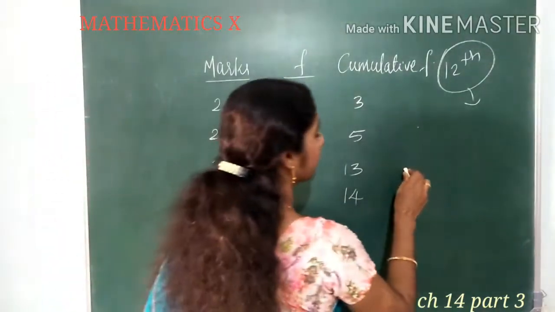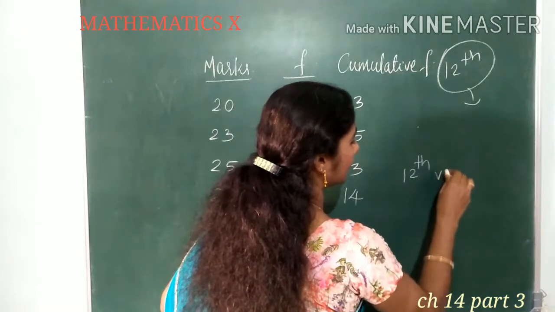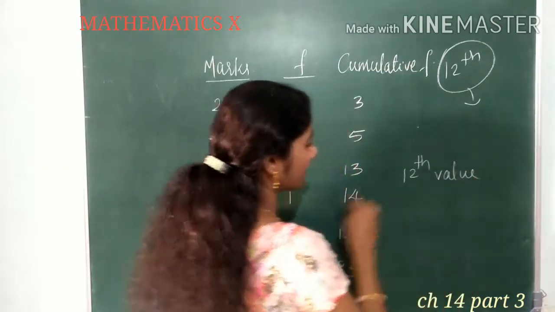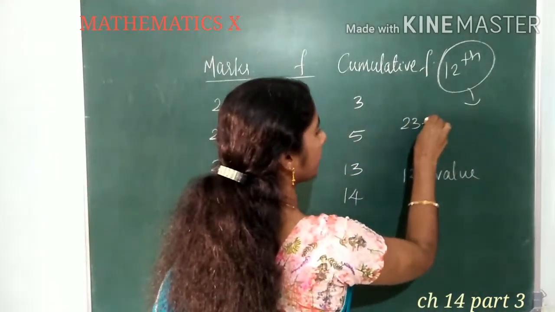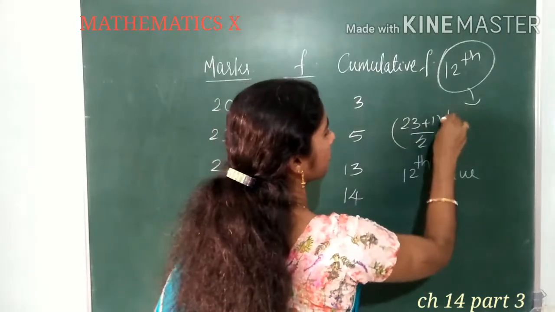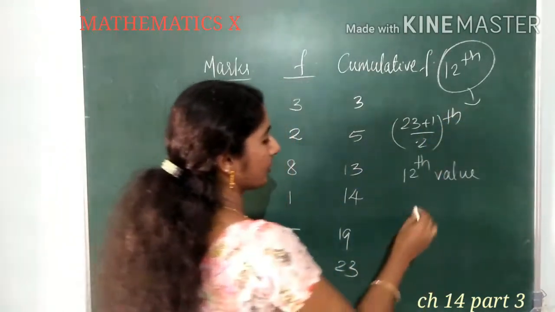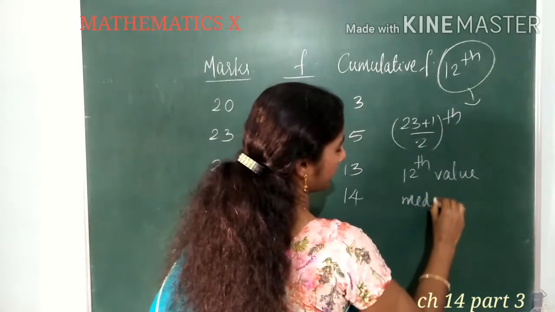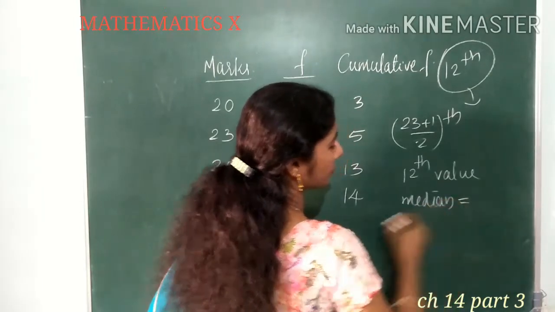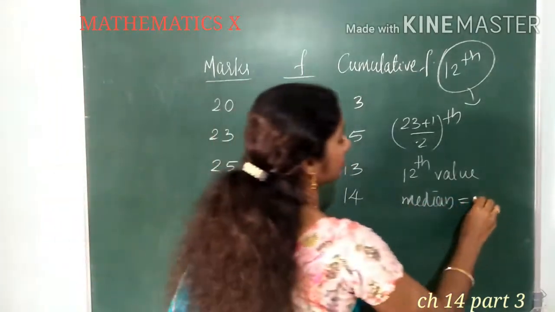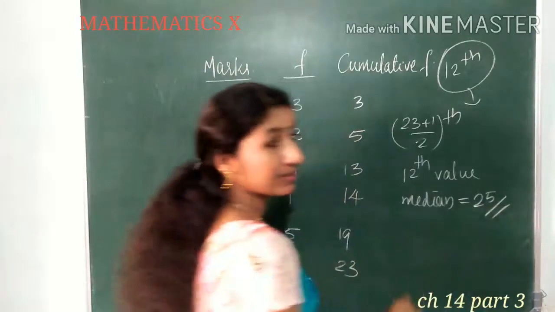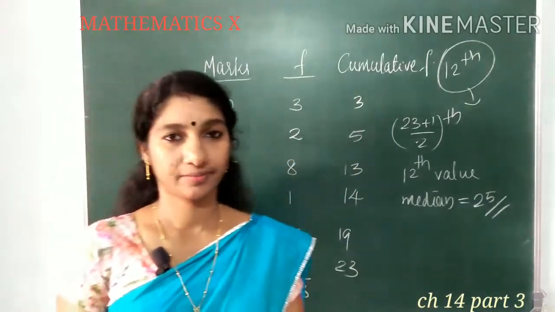So we are finding the 12th value. How did we get the 12th value? It is the (23 plus 1) by 2th position value. So the 12th value is the median. Median equals the 12th value. The 12th value is 25. So we got the median equal to 25.